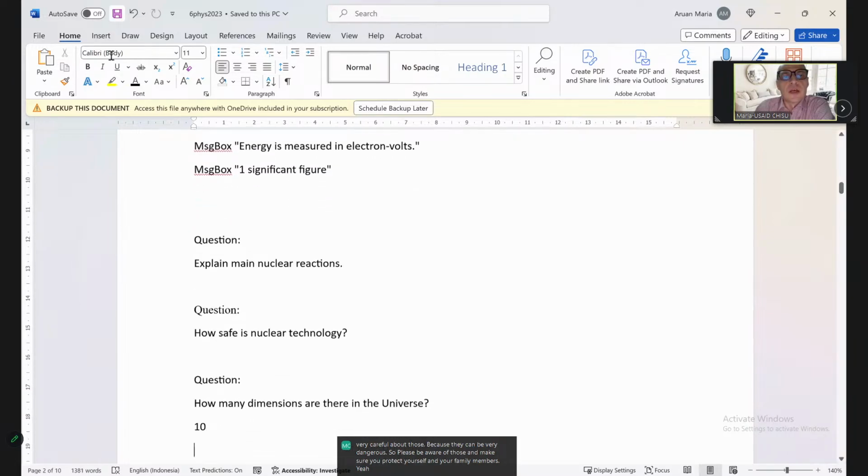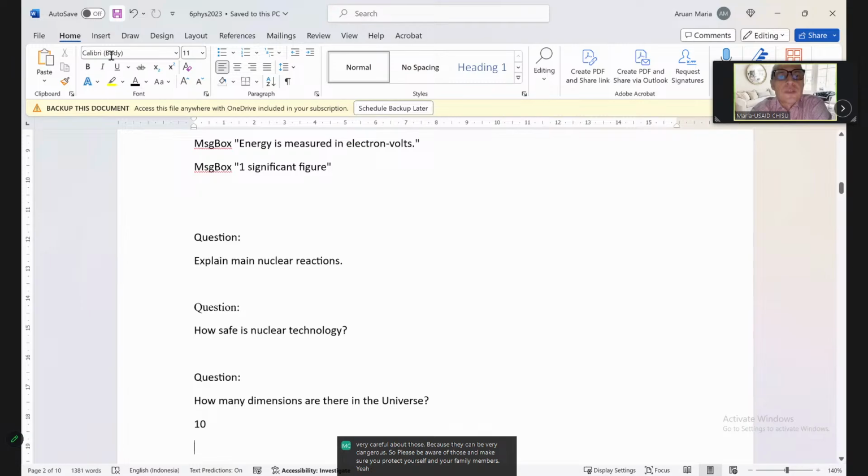And there are 10 dimensions in our universe according to the modern physics. Some people may say, oh, there are only 3 dimensions. Yes, there are 3 dimensions.